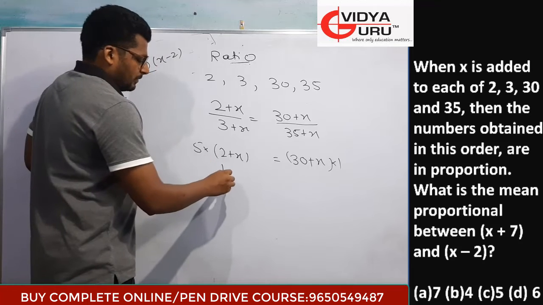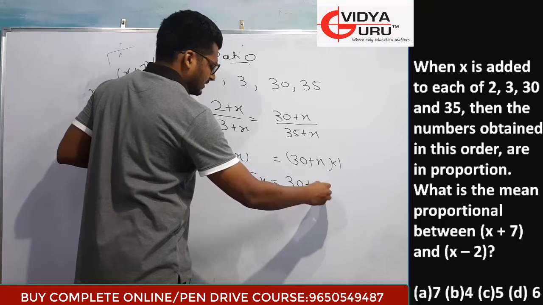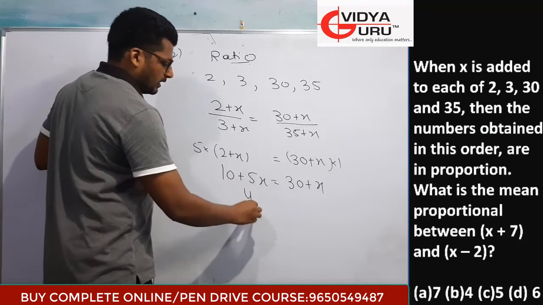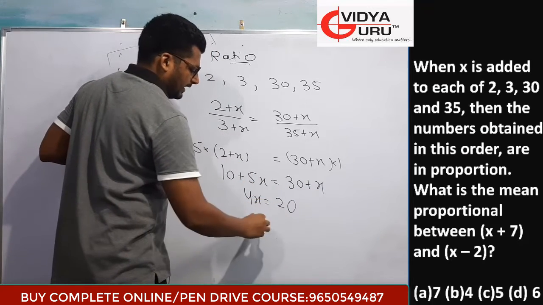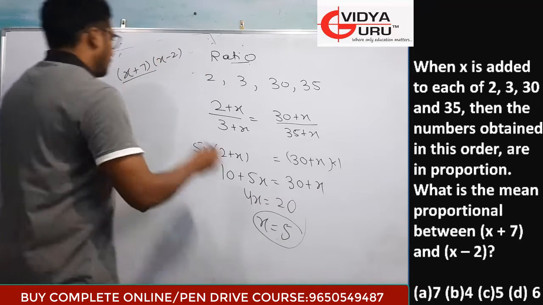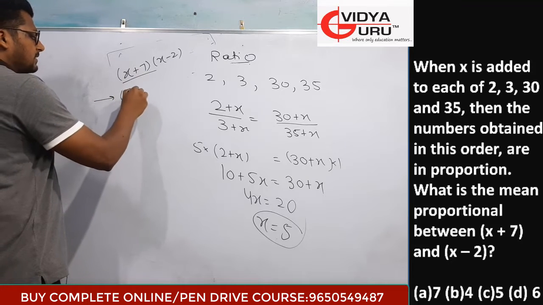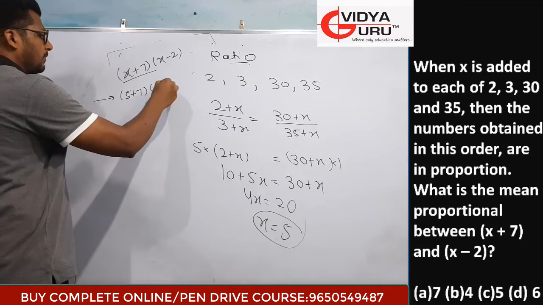So what will it become? 10 plus 5x equals 30 plus x. 4x will be equal to 20, that means x is equal to 5. Now what is the question asking? The mean proportion of 5 plus 7 and 5 minus 2.